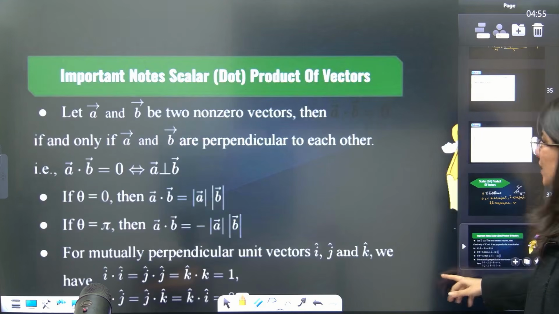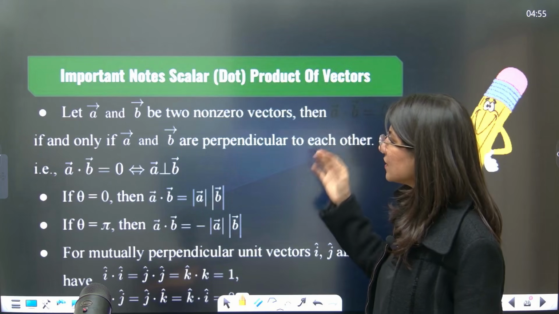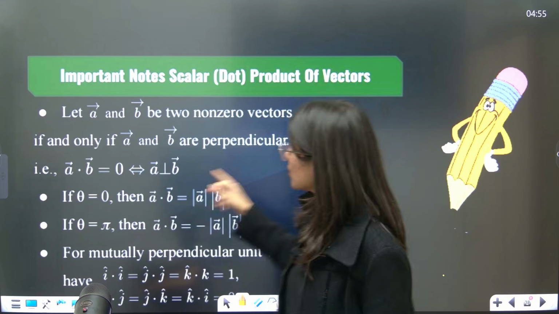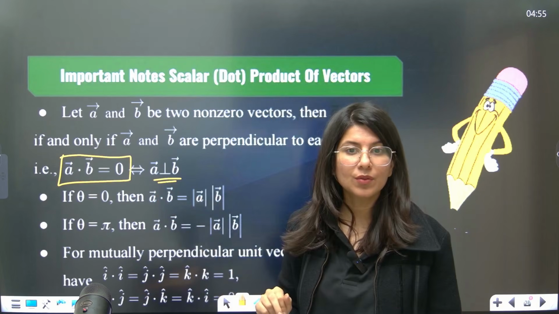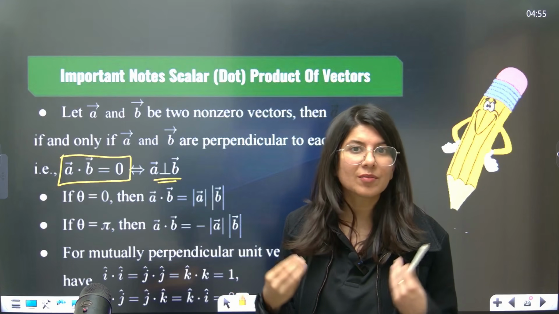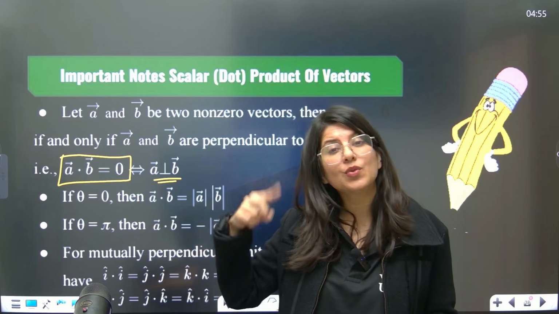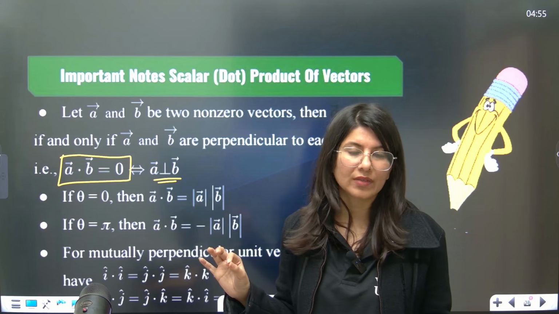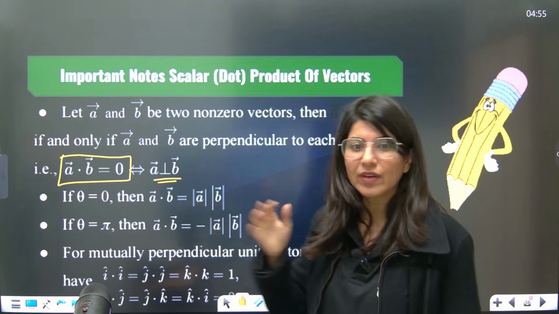Okay, ma'am. Now there are some properties that you should note. A and B are two non-zero vectors. Then if and only if A and B are perpendicular to each other, A dot B is equal to 0. So if two non-zero vectors are perpendicular, their dot product is 0. Very, very important. I am going to use this in your 3D geometry lecture, which I am going to upload tomorrow. So remember, A dot B is 0 if two vectors are perpendicular.